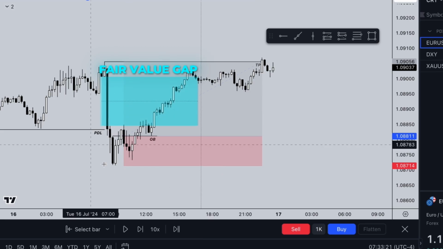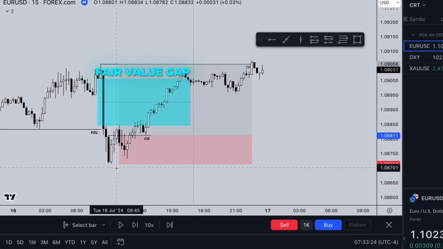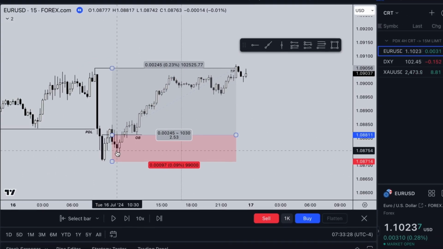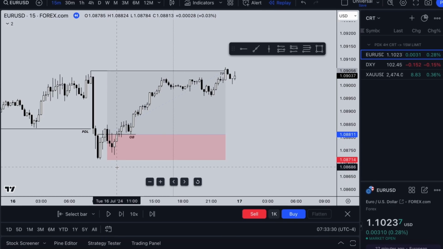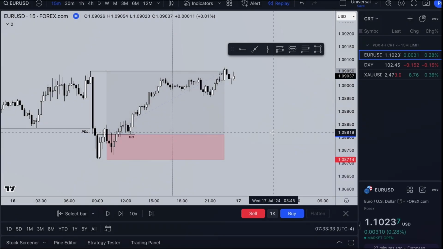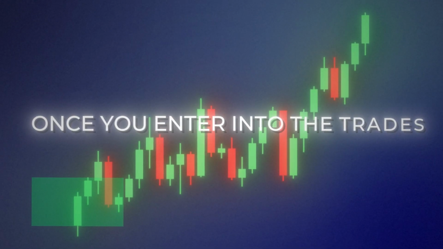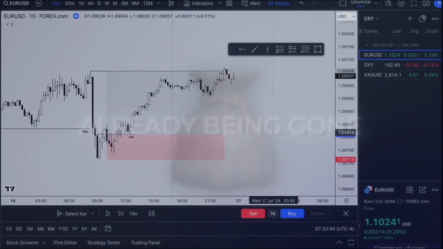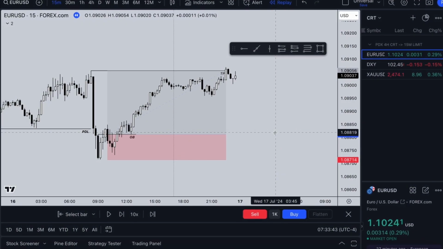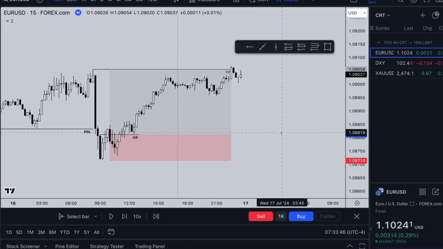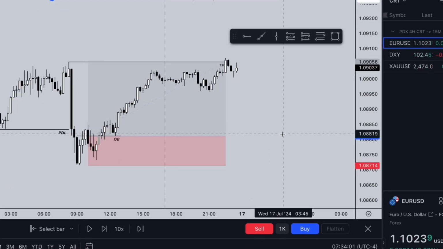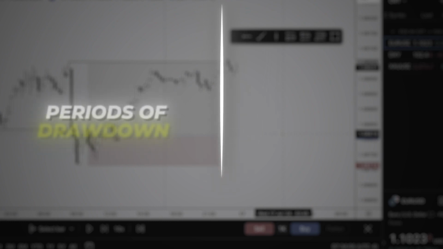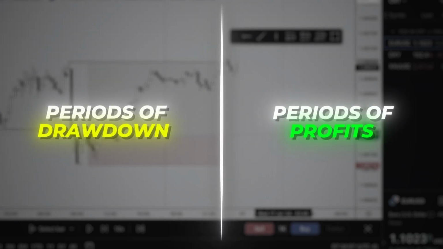And this is where psychologically you need to, one, be accepting the potential loss every trade you enter. What I mean by that is, once you enter into the trade, you need to think about that money as already being gone, right? You've already lost, and if you can be psychologically okay with that, then you will be emotionally unaffected when we have periods of drawdown or also periods of profits.